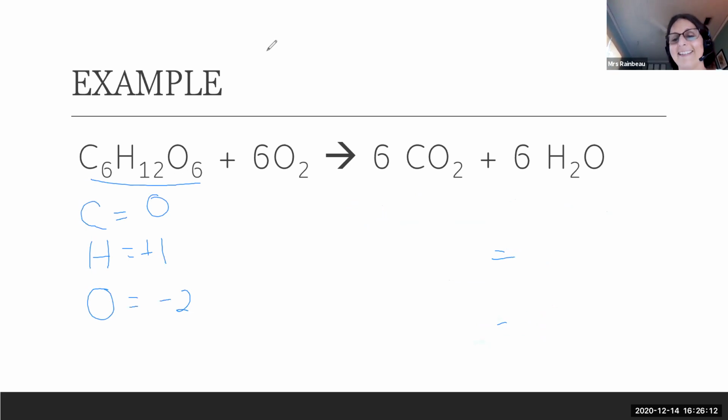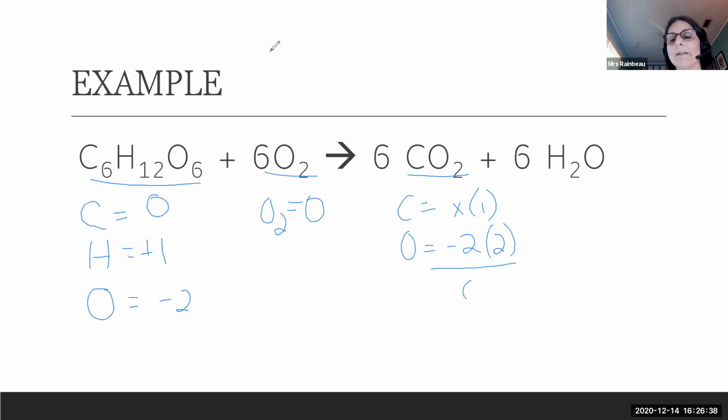Now you have oxygen molecule, so easy. Oxygen by itself is 0. Now we go back. So carbon dioxide. Carbon, we're not really sure of, and there's 1 of them. Oxygen, its oxidation number is -2, and there's 2 of them. This is a neutral compound, so it has to equal 0. So it's X minus 4 equals 0. So that means X equals 4. So the charge of carbon is +4.